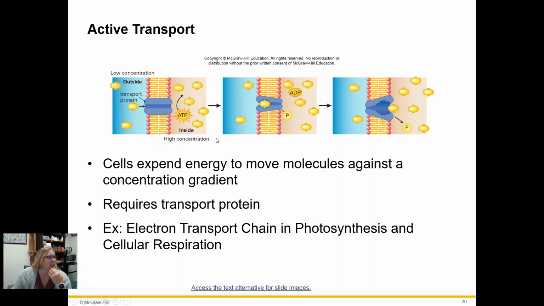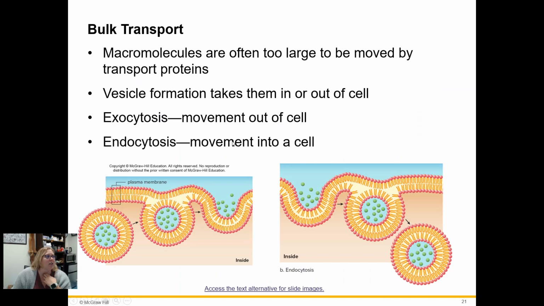Okay? And the last kind of transport that we need to talk about is bulk transport. A lot of times those macromolecules, as I mentioned earlier, things like your steroids and your hormones, are too large to be moved by transport proteins, but your cells still need them. So they're going to form vesicles. There are two ways that we see this happening. Exocytosis is movement outside of the cell, so moving from the Golgi apparatus to the cell membrane to then be released outside of the cell, potentially into the bloodstream so that it can move around.